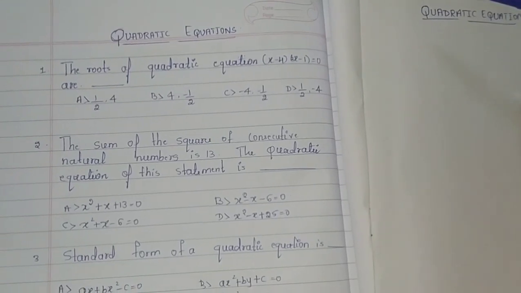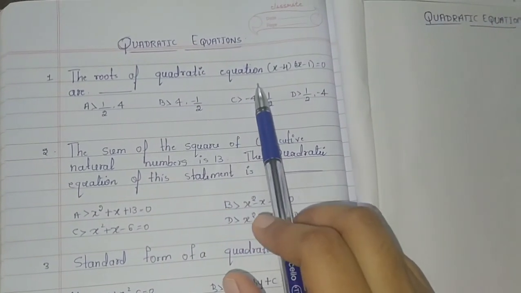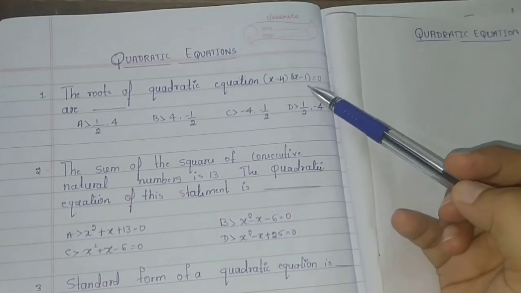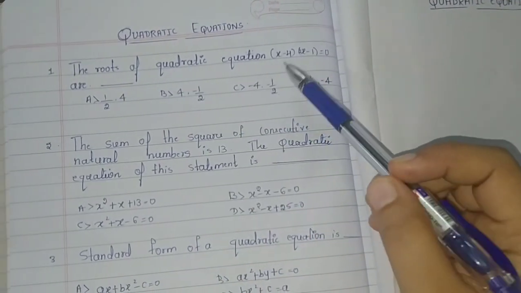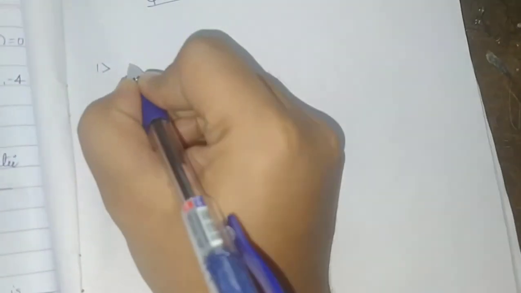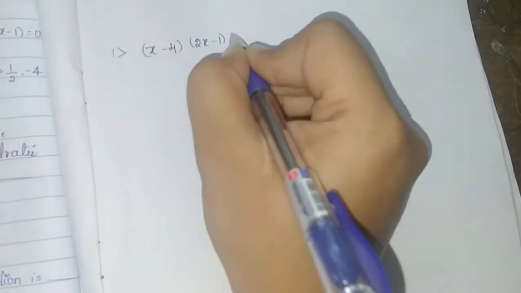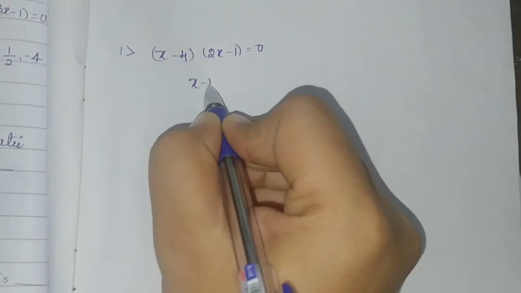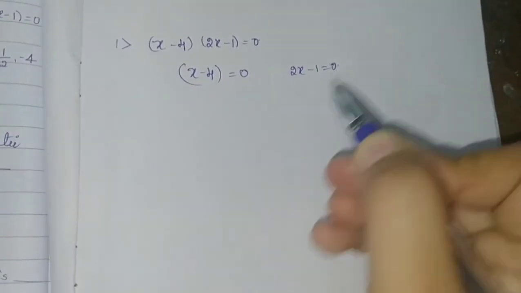Okay, so now let us begin with the first question over here, that is the roots of quadratic equation (x minus 4)(2x minus 1) is equals to 0 are. So you have to find the roots of this quadratic equation. The given quadratic equation is (x minus 4)(2x minus 1) is equals to 0, isn't it? So now this can be split as x minus 4 is equals to 0 and 2x minus 1 is equals to 0, isn't it?